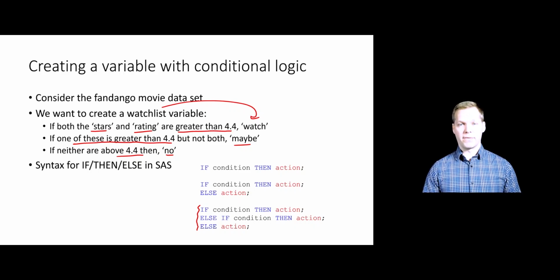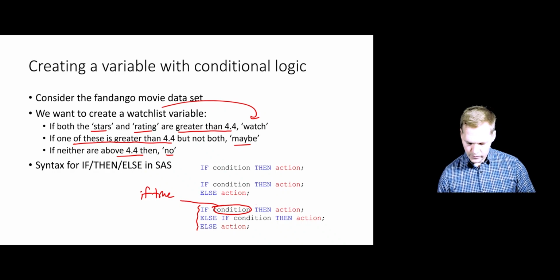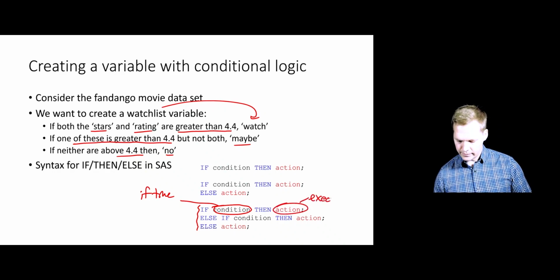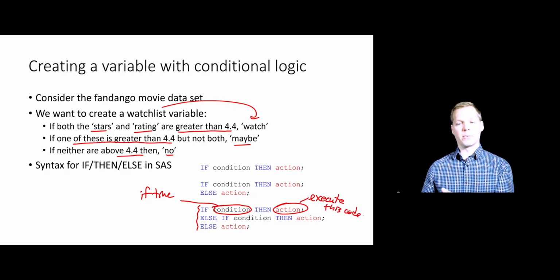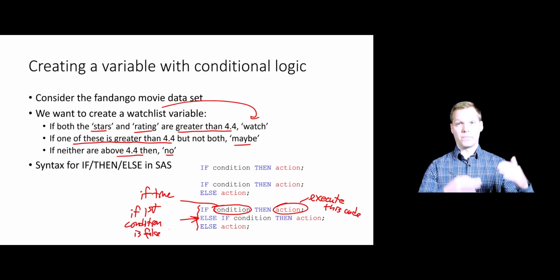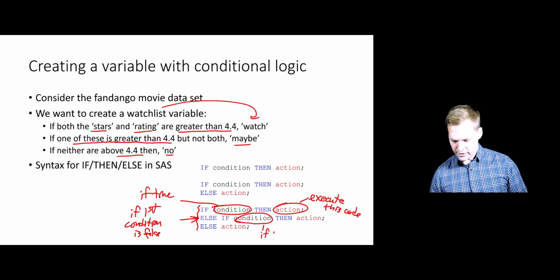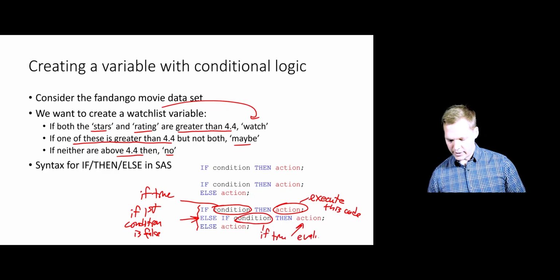But here's the idea with this if-then logic. If this condition resolves as true, then we execute this action. So we execute whatever code is here. And that might be where we assign our new variable, right? So if both stars and rating are greater than 4.4, my new variable watchlist should be equal to watch. If that's not true, we jump down here. So if our first condition is false, we jump down to that second line and we say, well, else, so if that first one wasn't true, else, if this condition is true, so now we have a second condition. If that's true, evaluate this code, whatever we put here.